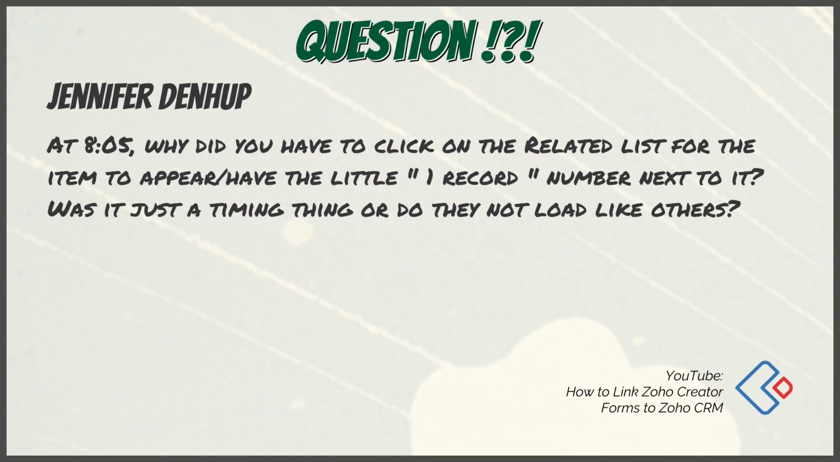All right. This one is from Jennifer Denup. After watching the YouTube video, How to Link Zoho Creator Forms to Zoho CRM, she says, at 8 minutes, 5 seconds into the video, why did you have to click on the related list for the item to appear or have the little one record number next to it? Was it just a timing thing, or do they not load like others?